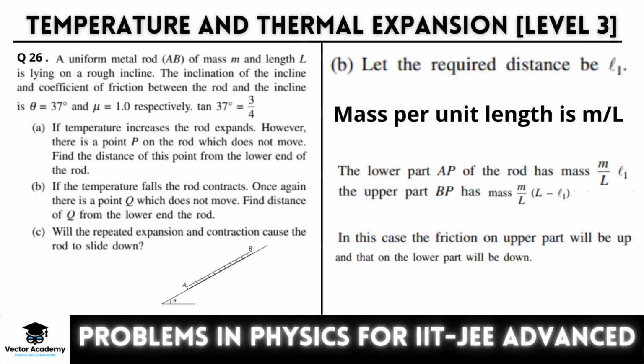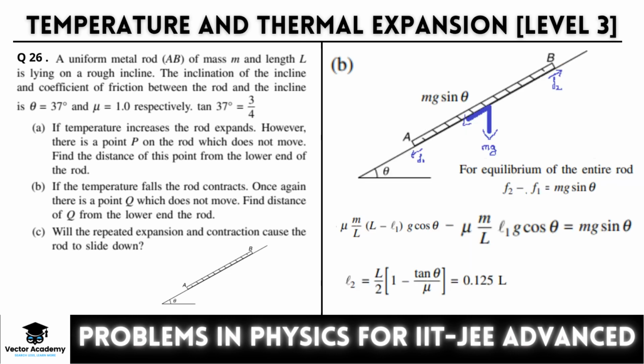B. Let the required distance be L2. Mass per unit length is m divided by L. The lower part AQ of the rod has mass m by L into L2 and the upper part BQ has mass m by L into (L minus L2). In this case the friction on upper part will be up and that on the lower part will be down. For equilibrium of the entire rod, F2 minus F1 equals mg sine theta.